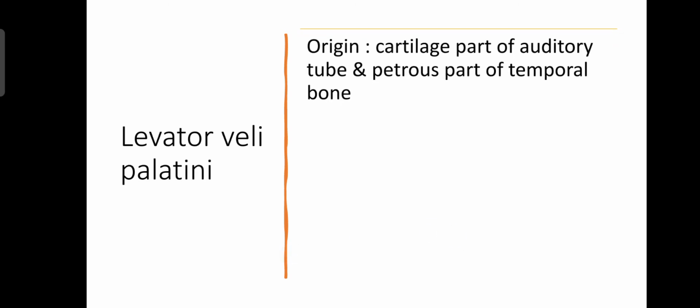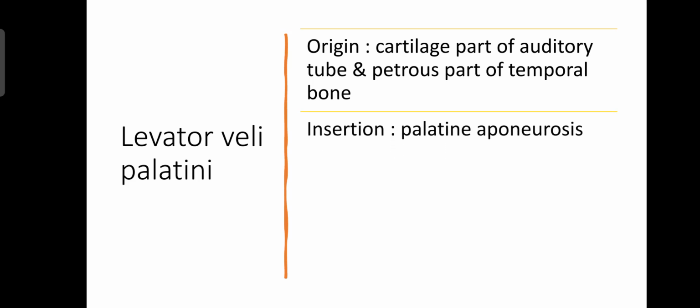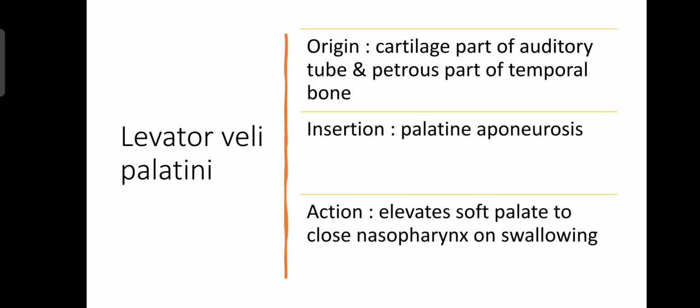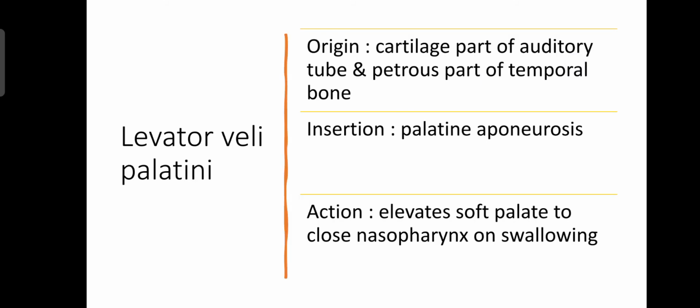So let's revise. The origin is cartilage part of auditory tube and petrous part of temporal bone. Insertion is palatine aponeurosis. Action is elevation of soft palate to close the nasopharynx during swallowing. So, the musculus uvulae and levator veli palatini are complementary muscles. When we want to close the nasopharynx, the levator veli palatini elevates the soft palate and musculus uvulae broadens the uvula and nasopharynx during swallowing.